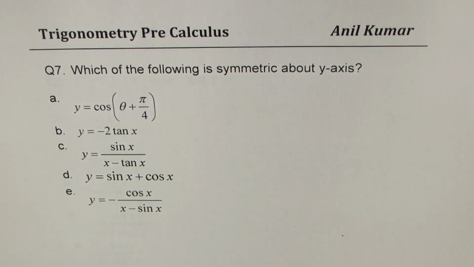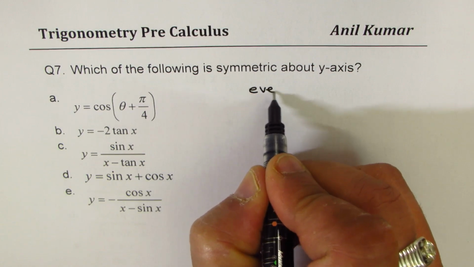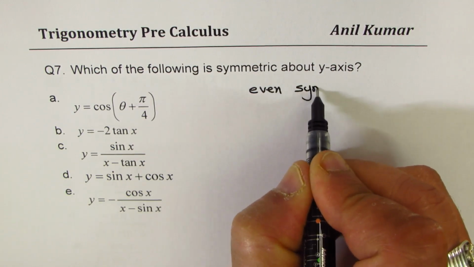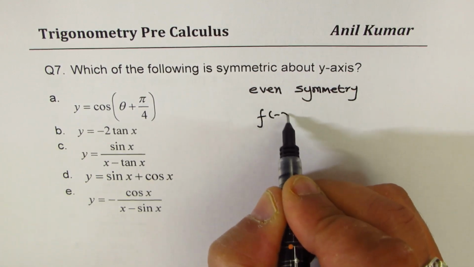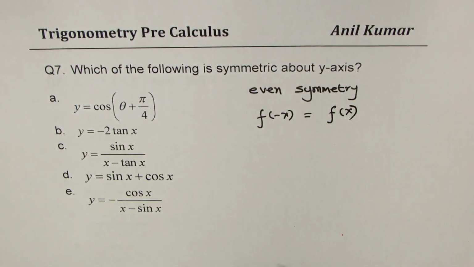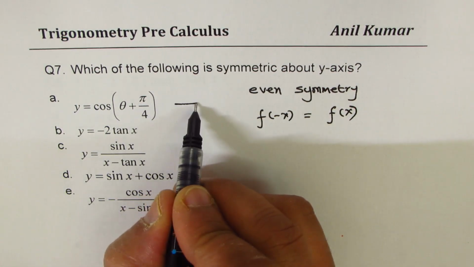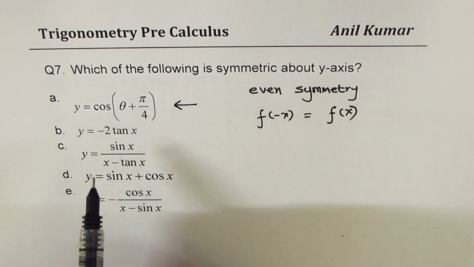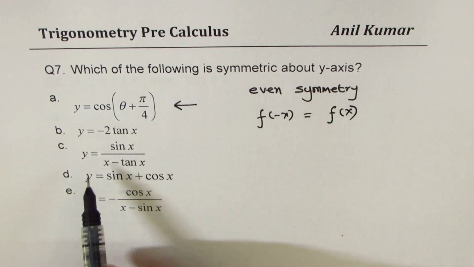Question number 7. Which of the following is symmetric about the y-axis? Now, symmetric about the y-axis means we're looking for even symmetry, where f of minus x is equal to f of x, correct? Now, this is not symmetric, right? Because this is translated towards the left side. So, cos x is even, but when you translate it horizontally, it is not symmetric.